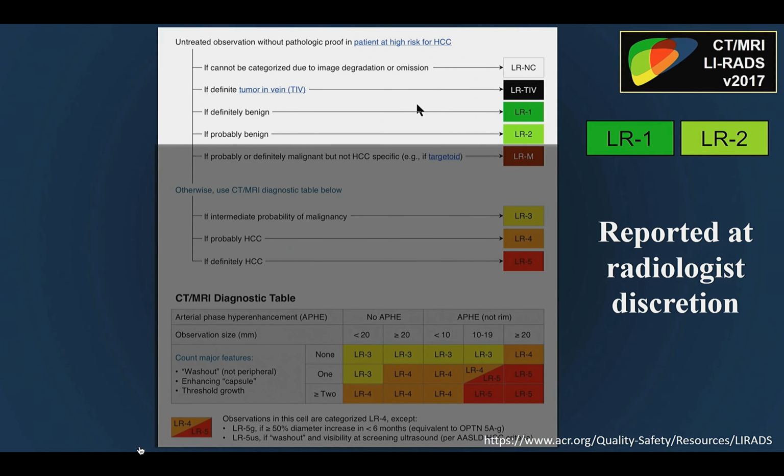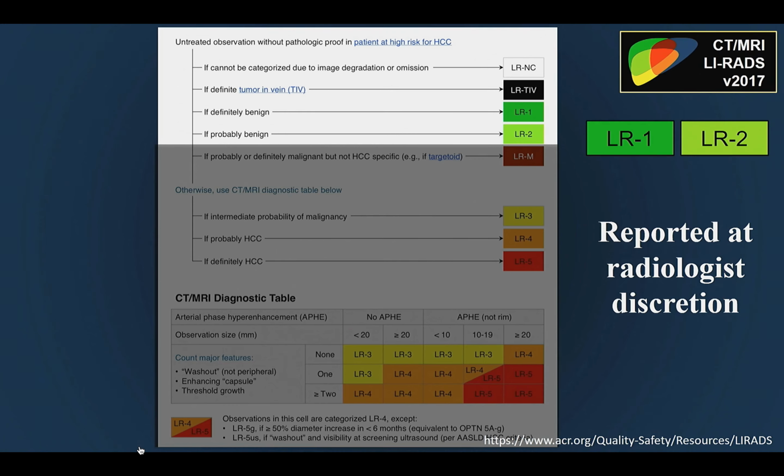LIRADS 1 and 2 are for our benign and probably benign entities. I'm not asking you to report every cyst, every hemangioma in a patient that you see, but this is a very useful category for you if for some reason something was felt to be a LIRADS 4, 5, or 3 on one exam, and now you get a different look at it with a different modality or just different circumstances, and you say, you know what, I actually think that's probably a sclerosing hemangioma.